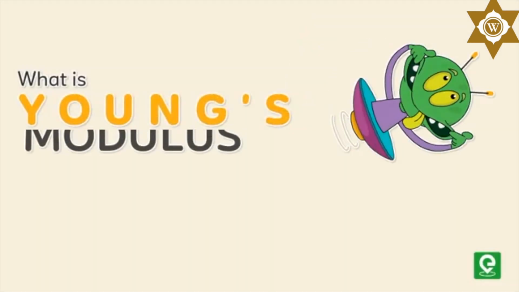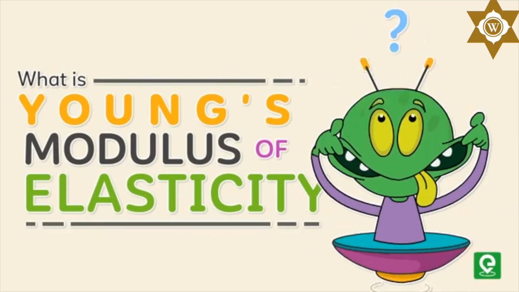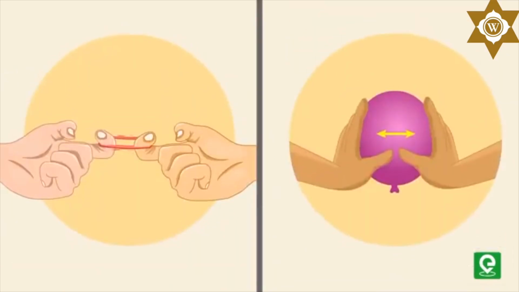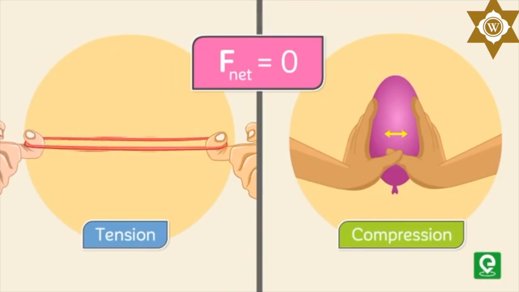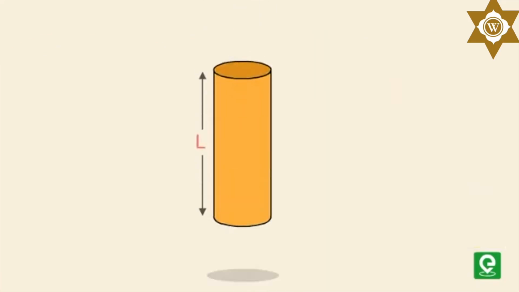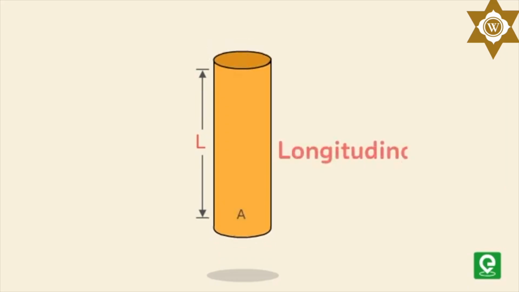What is Young's modulus of elasticity? When an object is in either tension or compression, the net force acting on it is zero, but the object deforms by changing its original length. For example, a rod of length L and a uniform cross-sectional area A is subjected to a longitudinal pull.